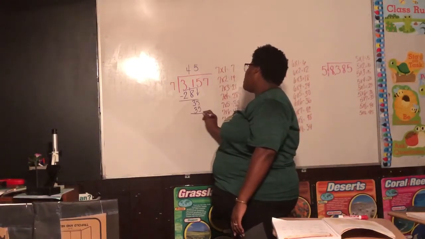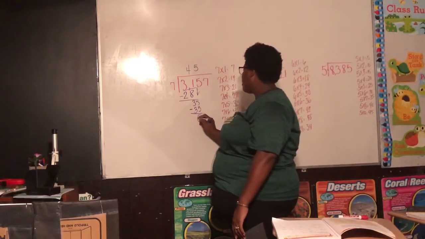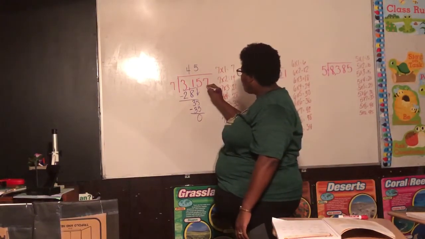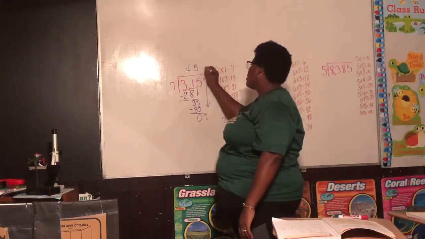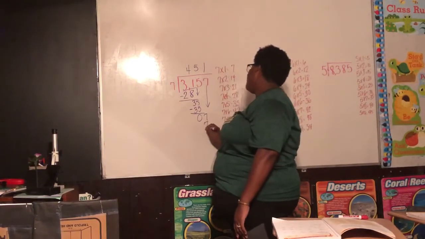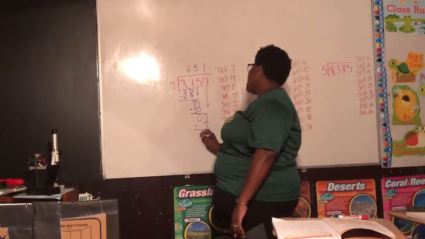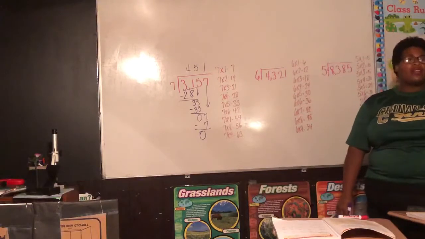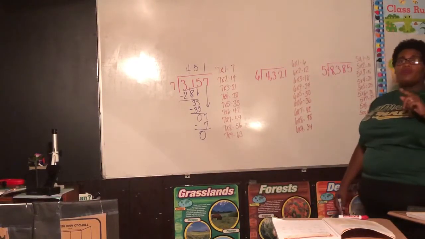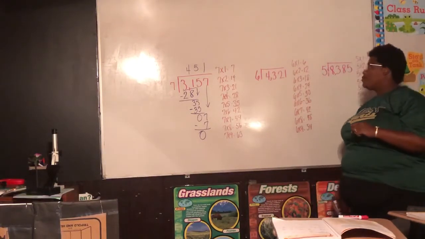And this is a review, so it should go by pretty quickly. And now we bring down our 7. Can 7 go into 7? Of course it can. It can go into itself 1 time. 7 times 1 is 7. 7 minus 7 is 0. There's no remainder. Your answer is 451. Remember to check your work.